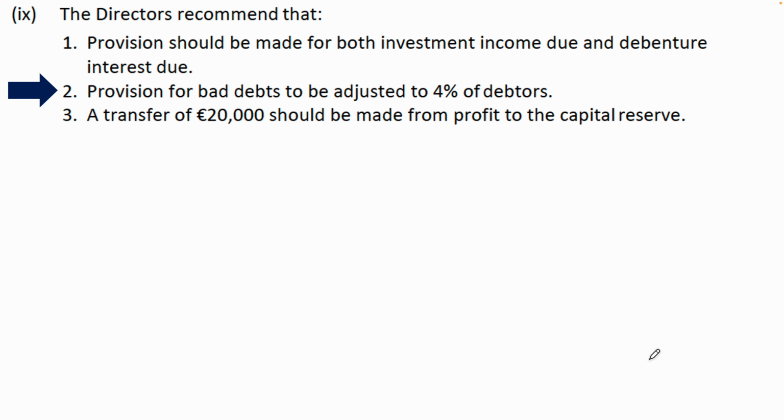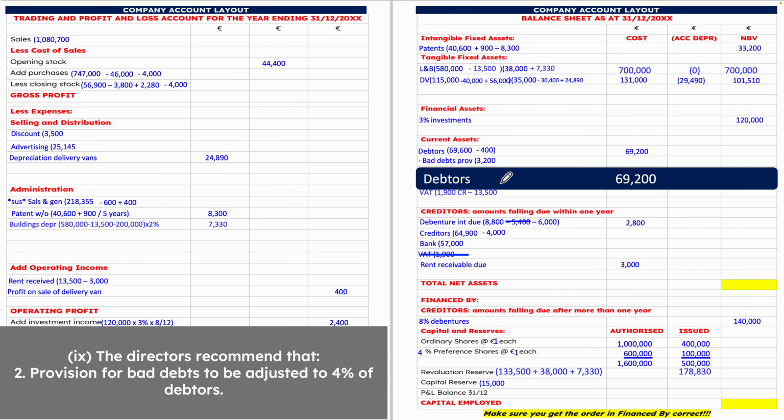Next, provision for bad debts to be adjusted to 4% of debtors. Okay, so let's remind ourselves, provision for bad debts is, we are just saying in our balance sheet, the figure for debtors that I have here, the 69,200, let's just imagine we're not going to receive all of that because things happen to debtors. They might not be able to pay us, and this happens a lot in business. So we have to show in our balance sheet the true status of where we are at with our assets. And if we don't have a bad debts provision when we know last year there were a few debtors that didn't pay us, we're not giving a true and fair view of our company's accounts, right? So we have to show a provision for bad debts account.